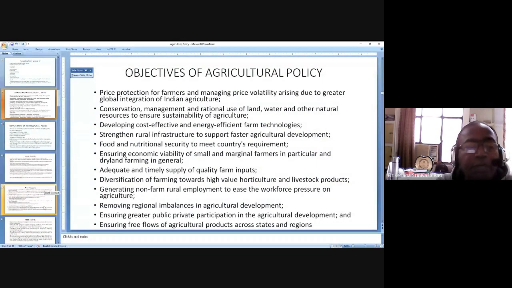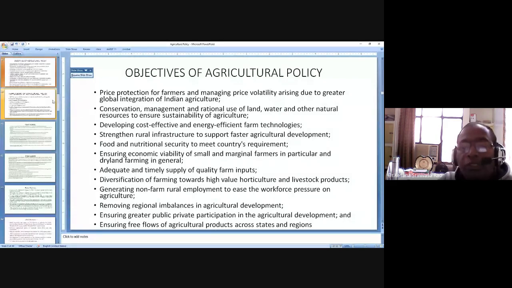Then ensuring free flow of agriculture products across states and regions. That is also one of the objectives which the government has to think about. Free flow from one region to another region, wherever, as I have already told you, the agriculture product is very high in one region. For example, in India, in the northern region, Punjab and Haryana used to produce more.